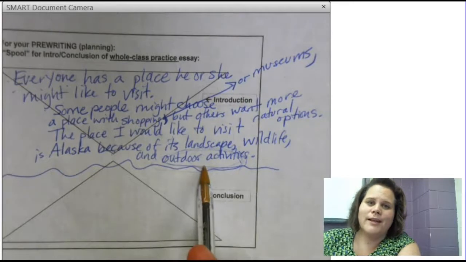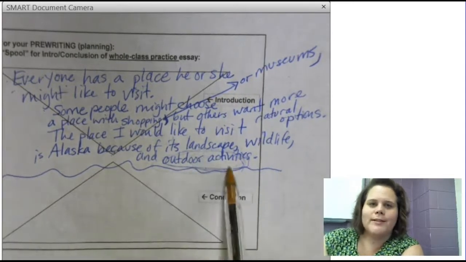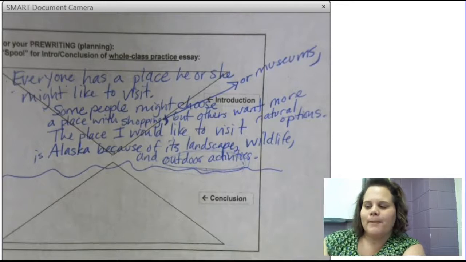That's a pretty good intro. I haven't gone into all the detail about all of this. That would happen in my body paragraphs, but I'm leading into it.